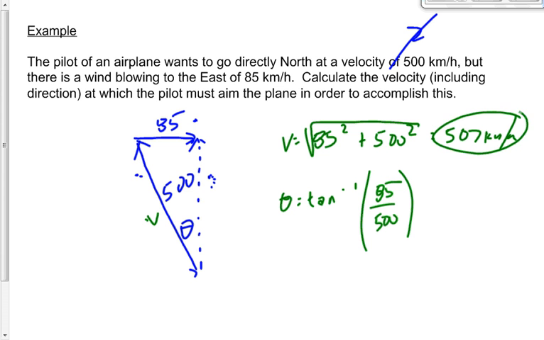And for this one, we get 9.6 degrees west of north. So if you've got this wind, but you want to go at this velocity to the north, you better be able to go a little faster than that, because you have to aim at 507 kilometers per hour, and you have to aim at 9.6 degrees towards the west. Does that make sense?